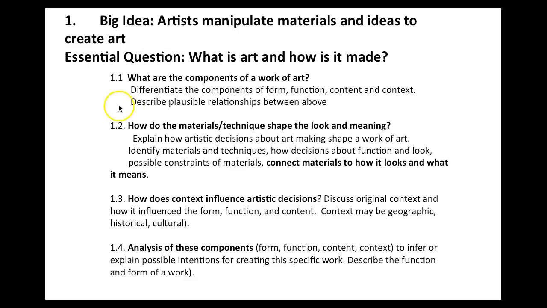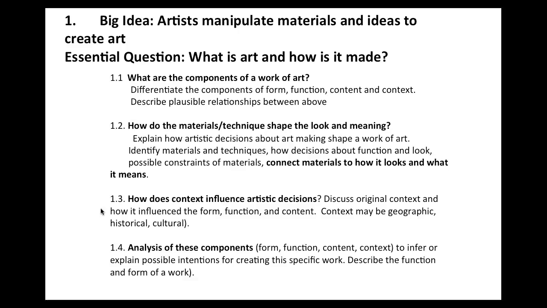You also need to know how the materials or the technique shape the look and the meaning of the piece of art. This has to do with the artist, and it identifies decisions in the function and look of the materials. You also need to know how the context influences their decision. So we're going to look at how it influenced the form, function, content, and context, which is what you're going to have on your sheet. It may also be geographic, historical, or cultural.